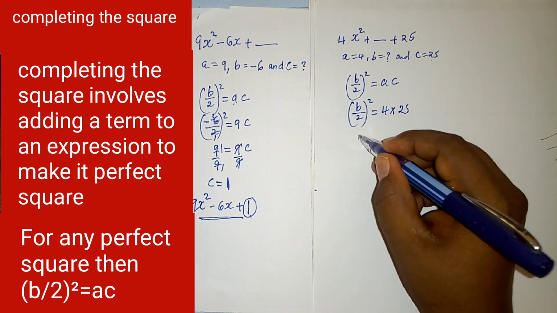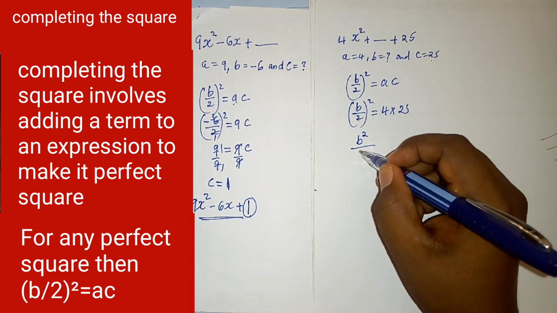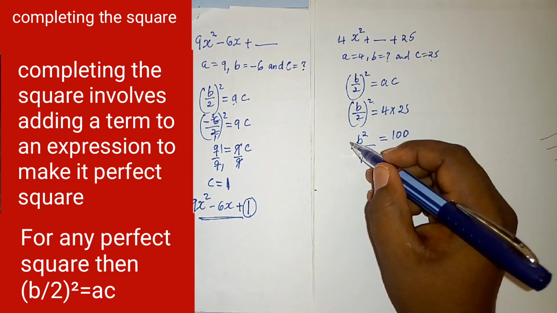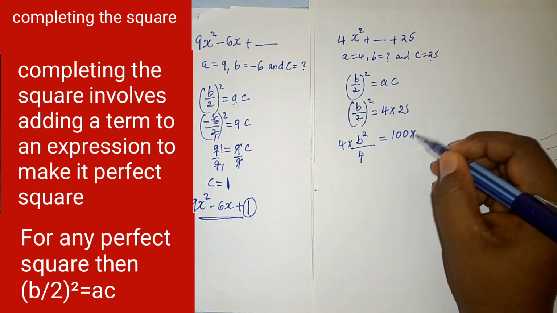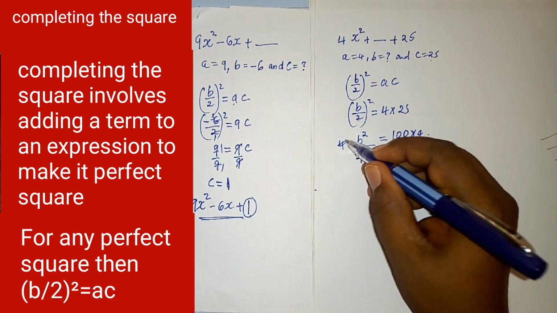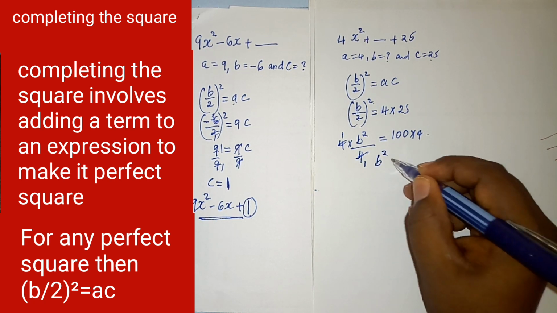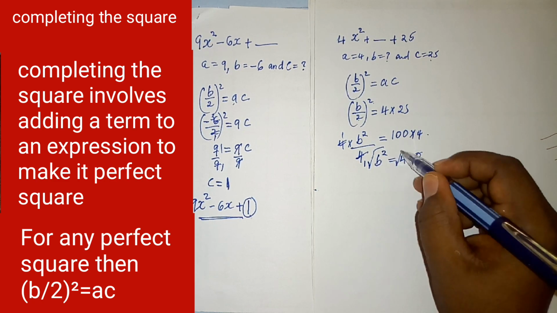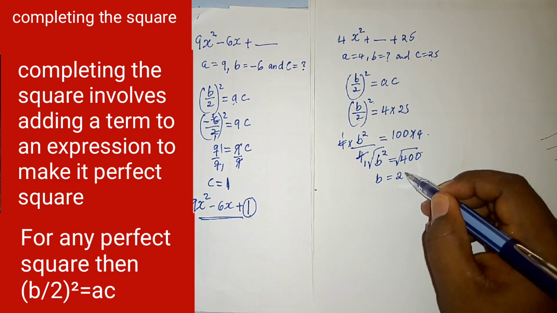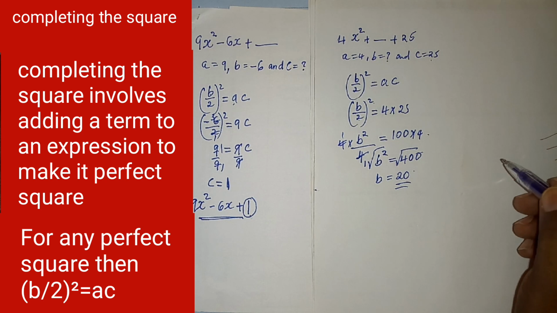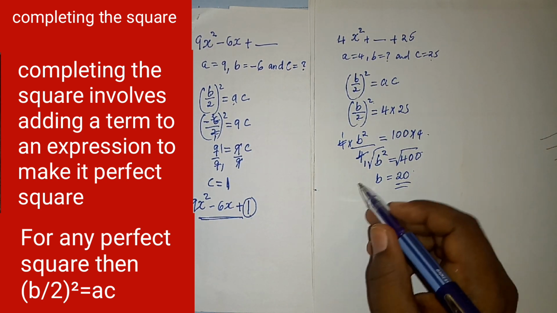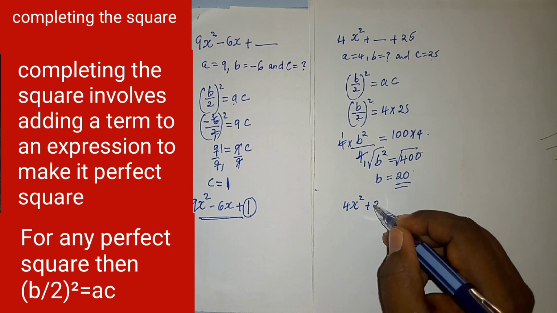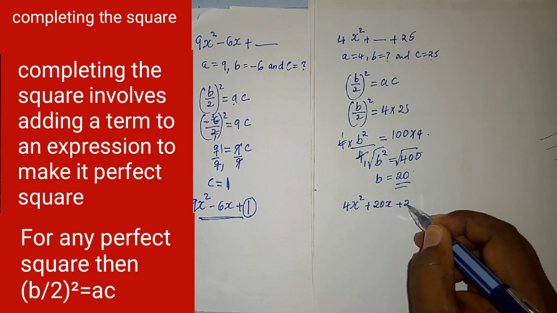So b squared all over 2 squared, that will be 4, should be equal to 4 times 25, that is 100. So let's multiply both sides by 4, that one cancels with that. Therefore b squared will be equal to 400. So we find the square root of both sides, therefore b equals 20. So the missing value b is 20, and the expression will now be 4x squared plus 20x plus 25.